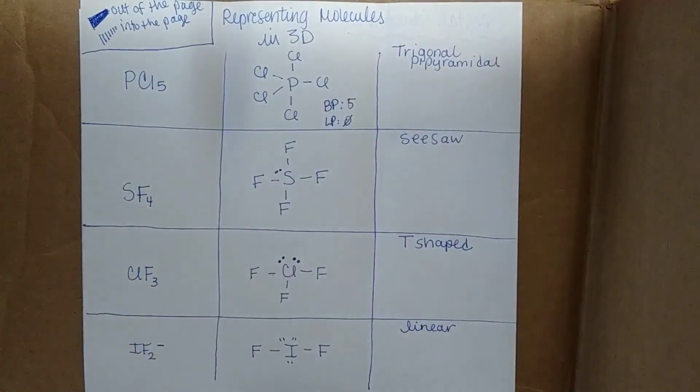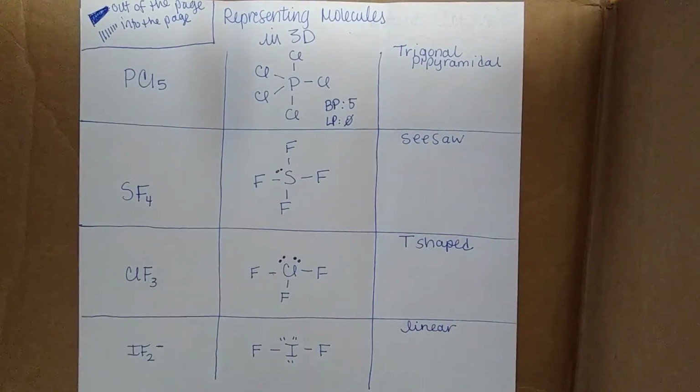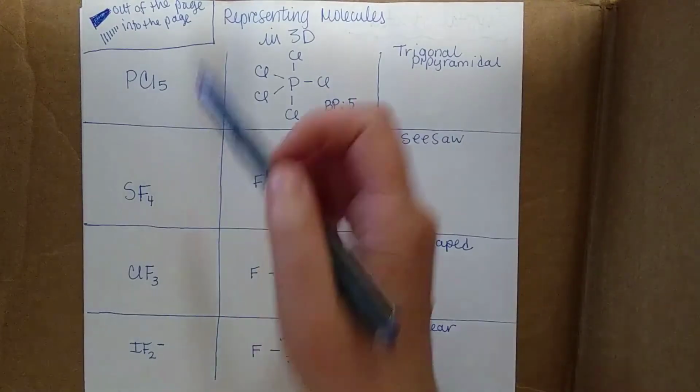So I have a few examples here of our trigonal bipyramidal geometry, and basically we're going to see what happens to the 3D structure as we add more lone pairs, replace bonds with lone pairs, and also we're going to see how to represent this on the page. So let's get started here.